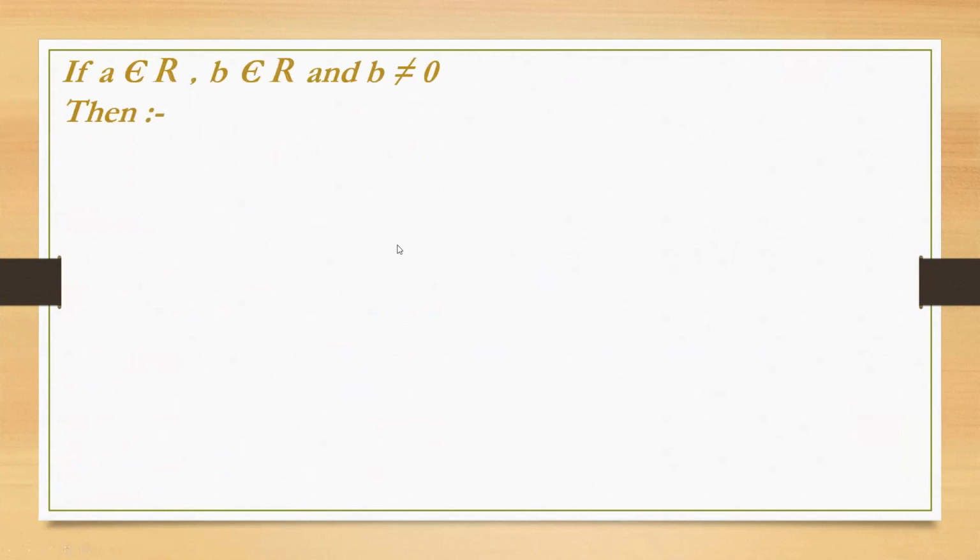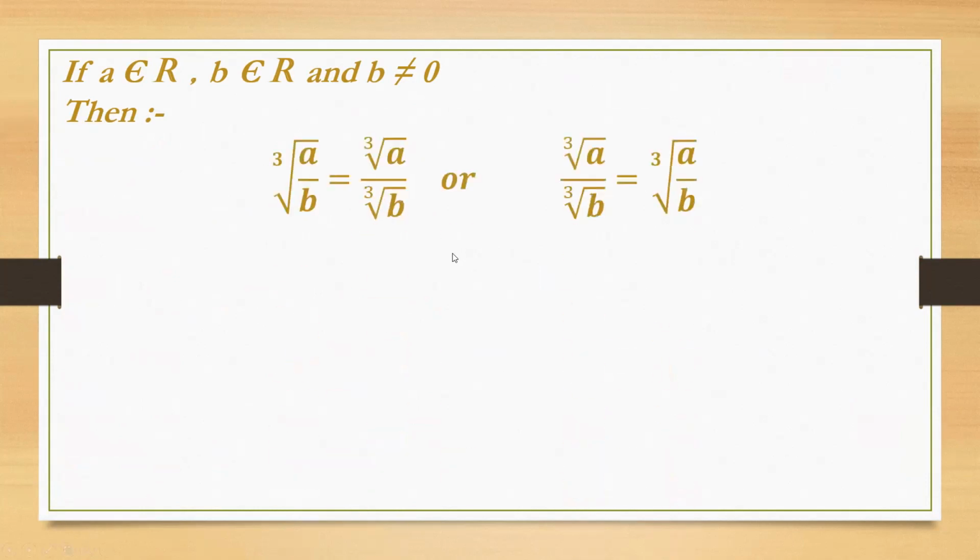Here, if A belongs to R, B belongs to R, and B is not equal to 0, then I have the cube root of A over B. I distribute the cube root to A and B. It will be the cube root of A over the cube root of B, or the reverse of it, sorry: the cube root of A over the cube root of B is the cube root of A over B.